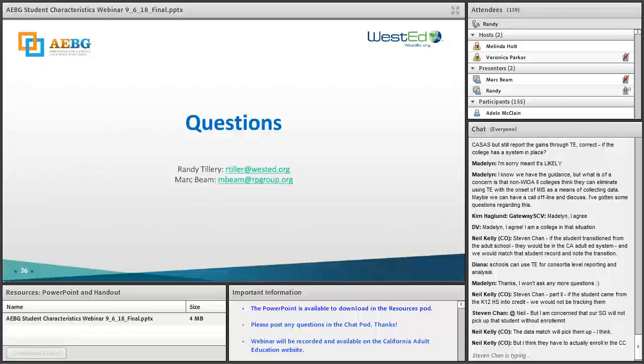What they would need to do in terms of measurable skills gains, particularly EFLs, is pay very close attention to their course coding, and they would have to identify systems they're using, other kinds of federally approved assessments, for reporting with the new EFL data element.